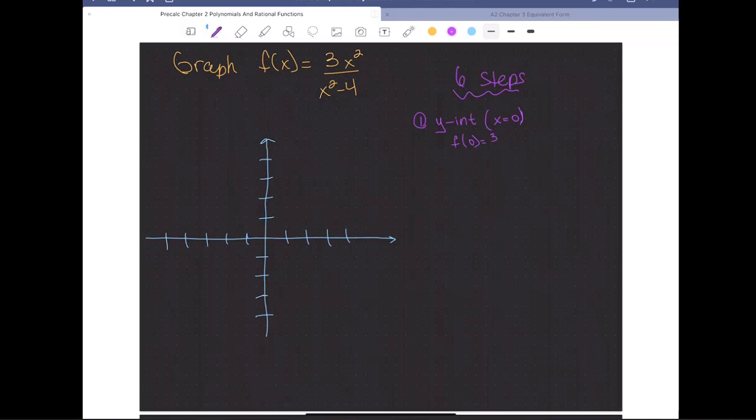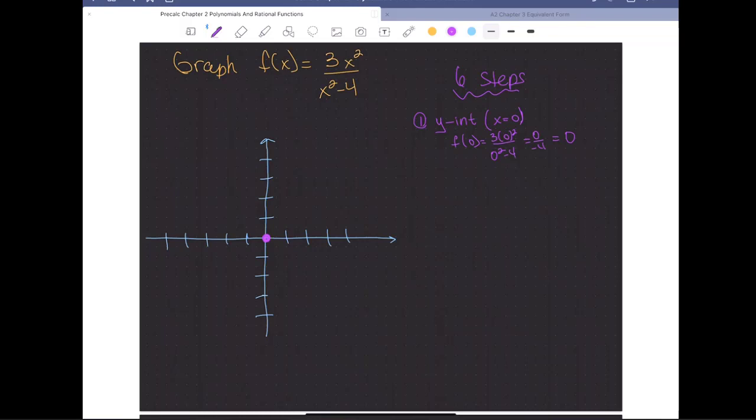So 3 times 0 squared divided by 0 squared minus 4. What are we going to get? 0 over negative 4, which is going to give us 0. Right? So I know that when it comes to my graph, it's going to go through the point (0, 0). Right? So now that I found my y-intercept, I bet you guys can figure out the second step.